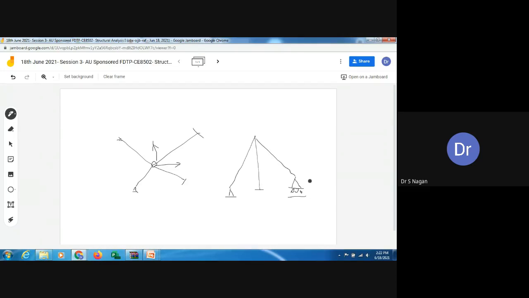So here, can you tell me which joints will undergo displacement? I'll name the joints. Okay, can you tell me which joint will undergo what type of displacement?